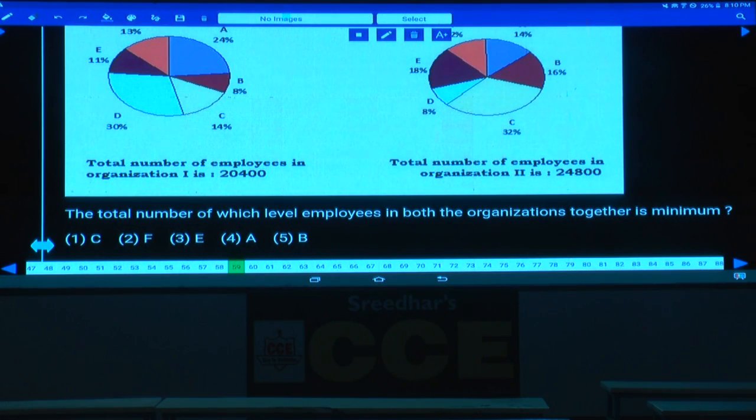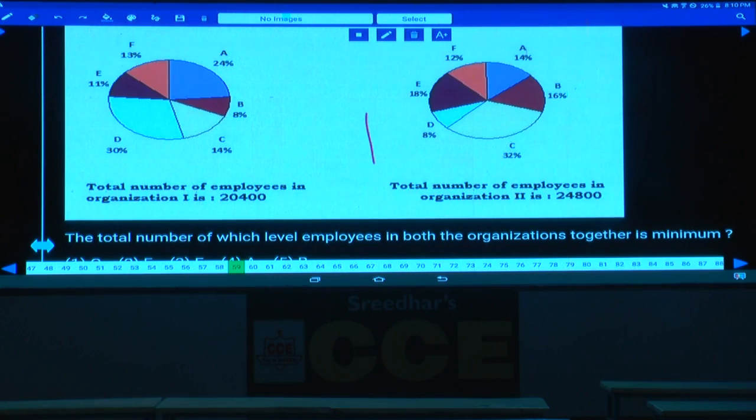Total number of which level of employees in both organizations together is minimum. See, information is given in terms of percentage. So when information is given in percentage, if you have less percentage, value will be minimum. But you need to consider both together.